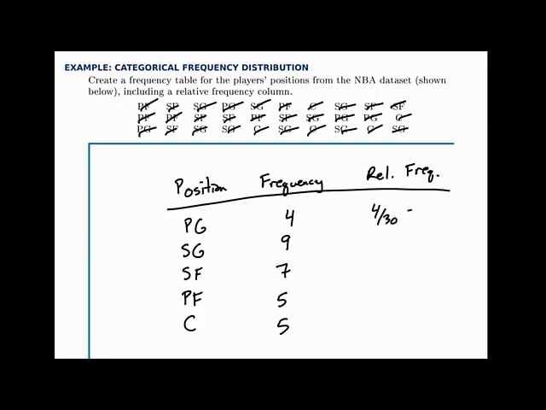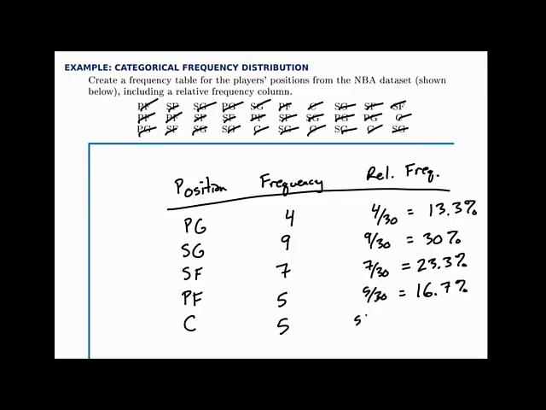which we could write as a fraction, or if we wanted to, we could write that as a decimal, which comes out to about 0.133 or 13.3%. Then for the next one, we would divide 9 by 30, which works out to 30%. 7 out of 30 is 23.3%. And then 5 out of 30 is about 16.7%. And that's for both of the last two categories.